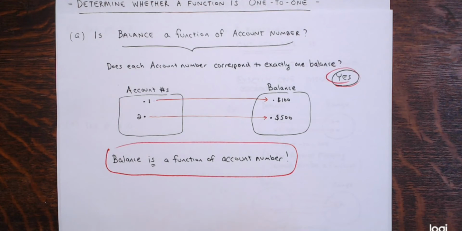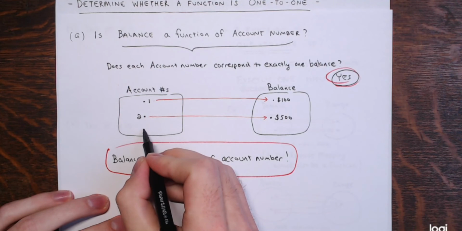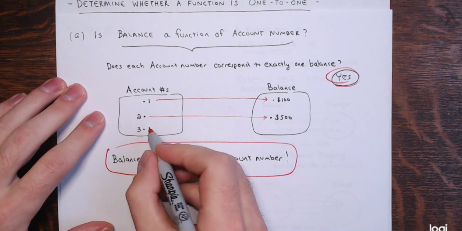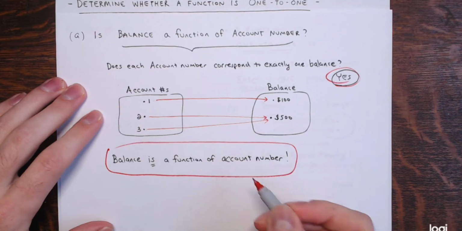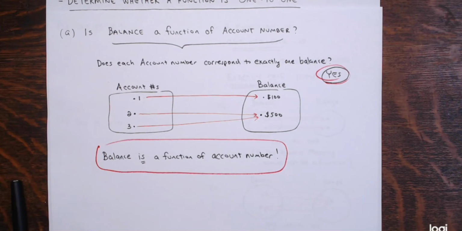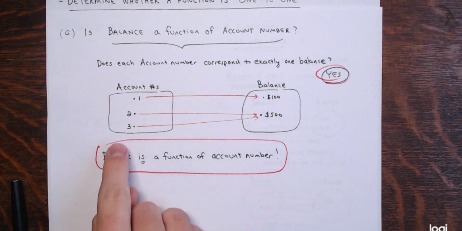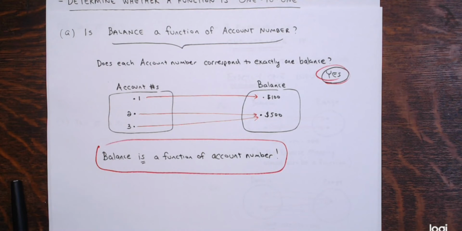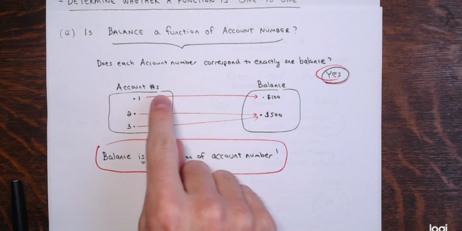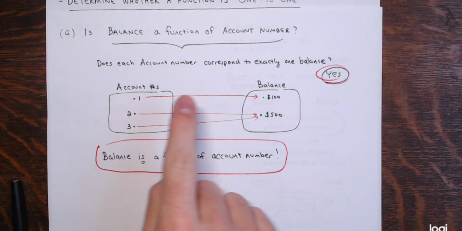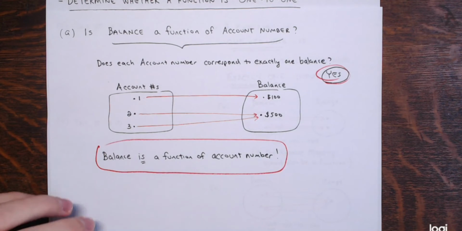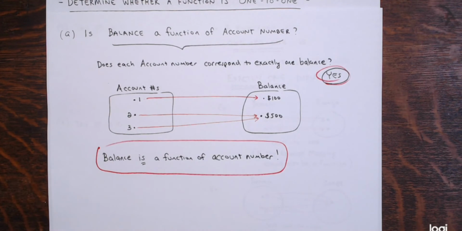Now, part B is the other way around. Now, can't I have two account numbers with the same balance, though? Couldn't account number 3 also have $500 in it? That's possible, right? Two different accounts can have the same amount of money. So yeah, I have a function from account numbers to balance. Balance is a function of account number. But what if I reverse that? So that's what question B is, right?